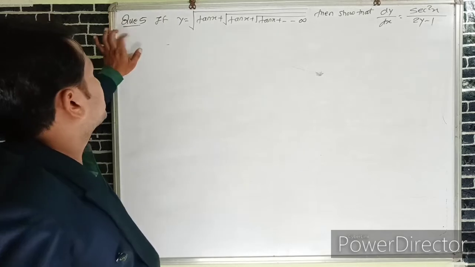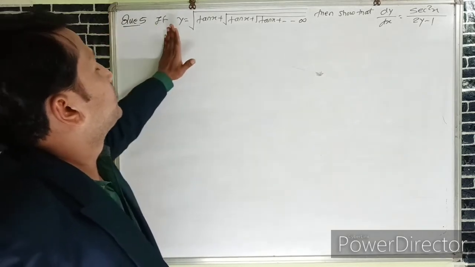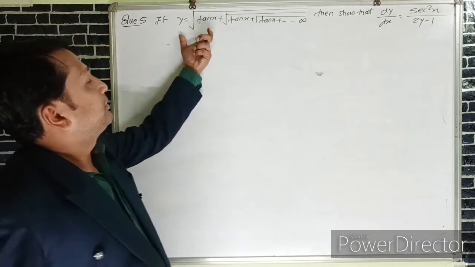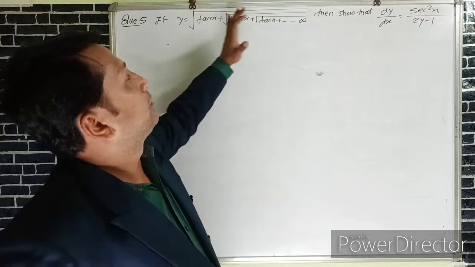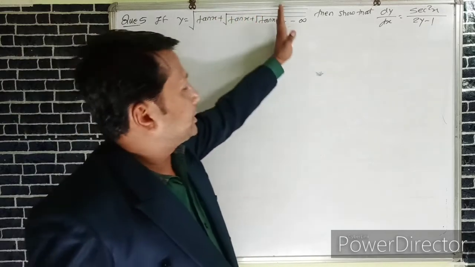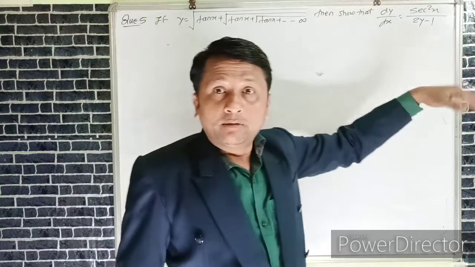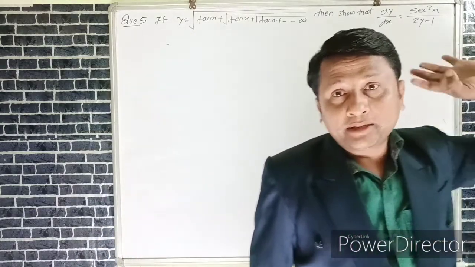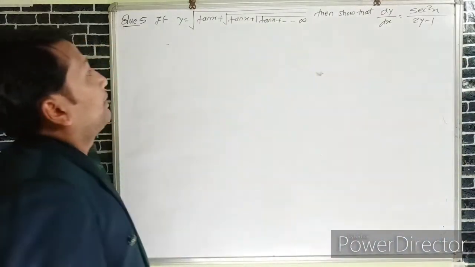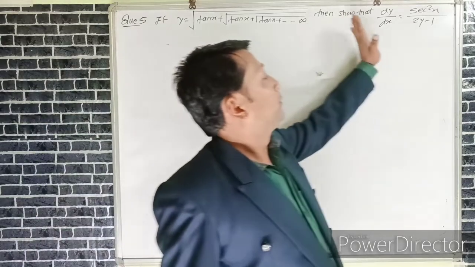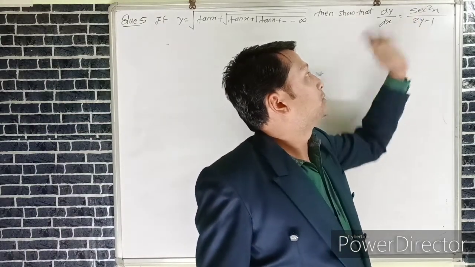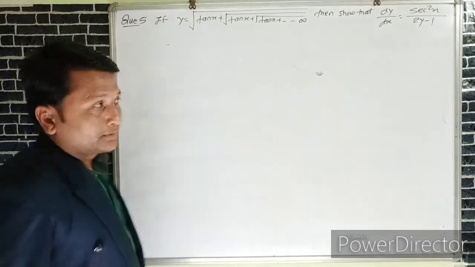Next question, which is question number 5. If y is equal to square root of tan x plus again square root of tan x plus again square root of tan x plus again square root of tan x, and so on to infinity. After that, we have to prove that dy by dx is equal to sec square x upon 2y minus 1.